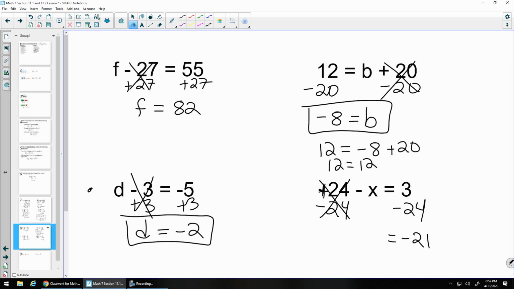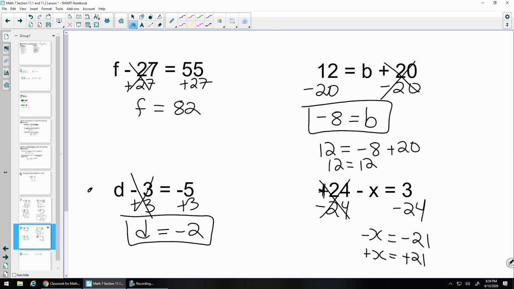Okay? And now I'm left with this x. But I haven't yet gotten rid of this little subtraction sign, which is actually just a negative sign. So it's negative x is equal to negative 21. Well, if negative x is equal to negative 21, then positive x, or just x, would have to be equal to positive 21. Okay? So that's a little bit confusing.